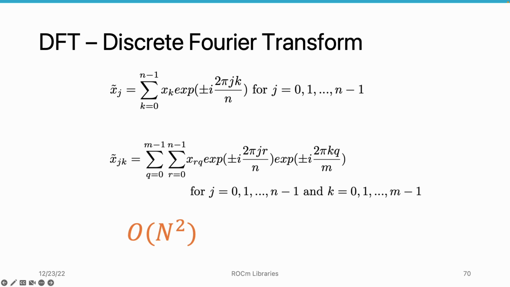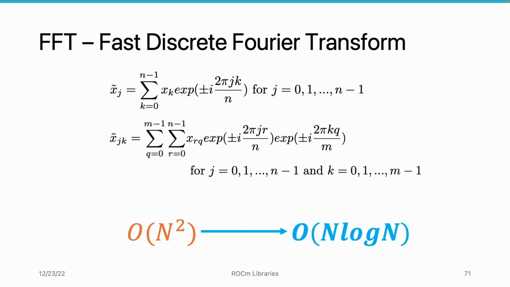So if you look at the first equation, this is one-dimensional discrete Fourier transform. The inner loop is represented by this summation sign, and the outer loop is represented by this for representation. So that is why we have O(n) square. It is also true for two-dimensional discrete Fourier transform. Fast Fourier transform is a theoretic implementation that can reduce the complexity from O(n) square to O(n) log n, which can reduce a lot of operations and make the computation much faster.